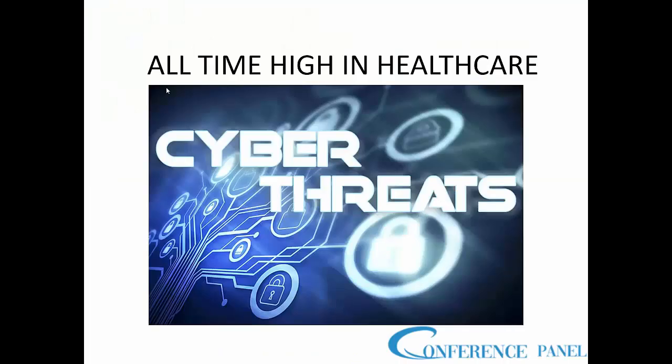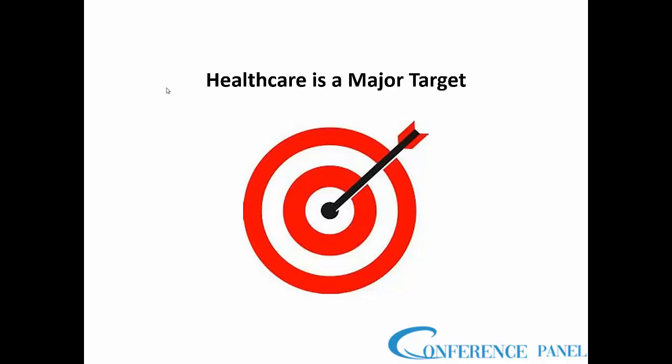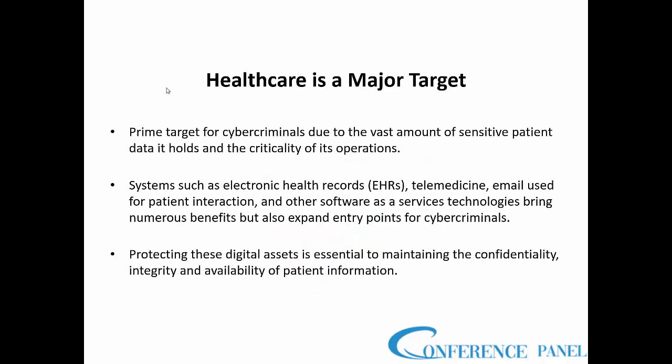We've had more breaches in the last couple of years of protected health information than the entire history of this regulation. 133 million individuals were affected in 2023. Healthcare certainly is a big target. The most common way individuals get breached with protected health information is email.